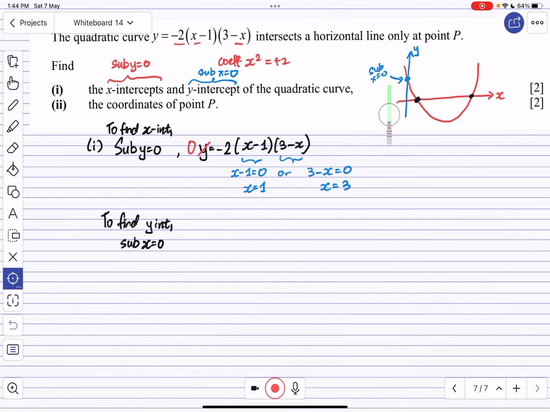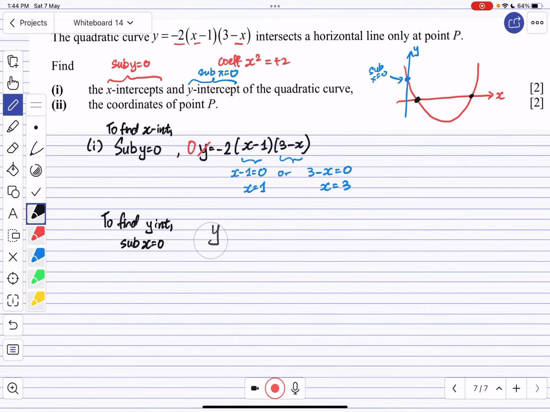And this point lies on the curve. Since I know that at this point x equals to 0 and it also lies on the curve, I substitute x equals to 0 into my equation. So y equals to -2(0 minus 1)(3 minus 0), and that evaluates to be the answer 6. Okay, now part 2.